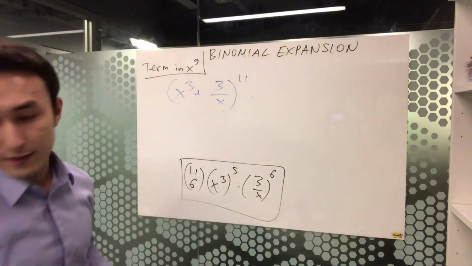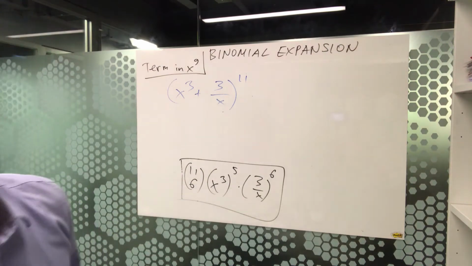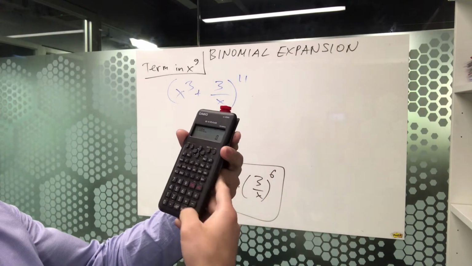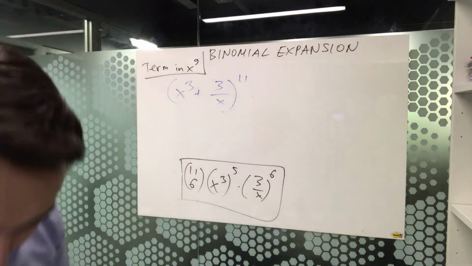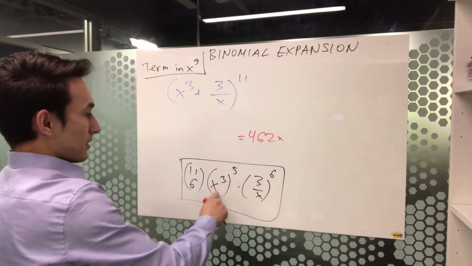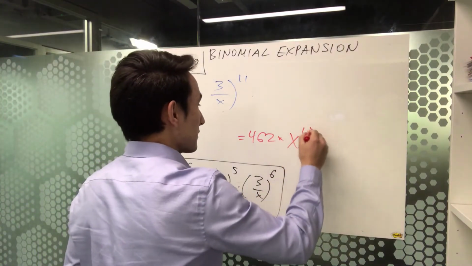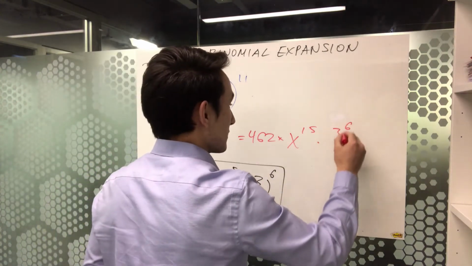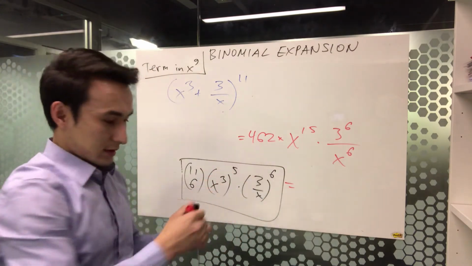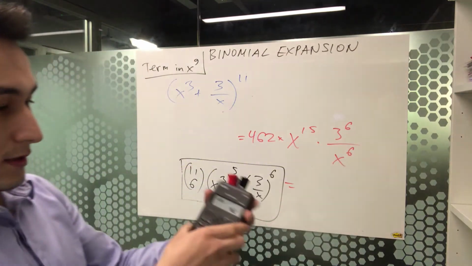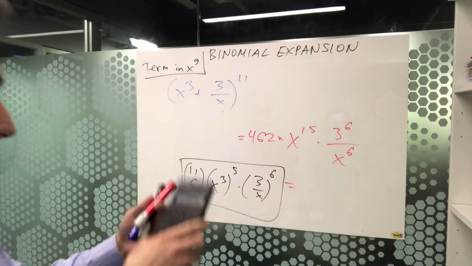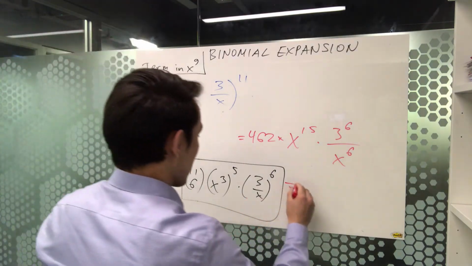Let me simplify this term. So 11 choose 6. By using the calculator, we're not going to do this by hand. It just takes too much time. 11 choose 6 is 462. It's equal to 462 times x to the 15 times 3 to the 6 divided by x to the 6. Okay, let's find out what that is. 462 times 3 to the 6. Oh, that's a big number. 336. Okay, let's write it.